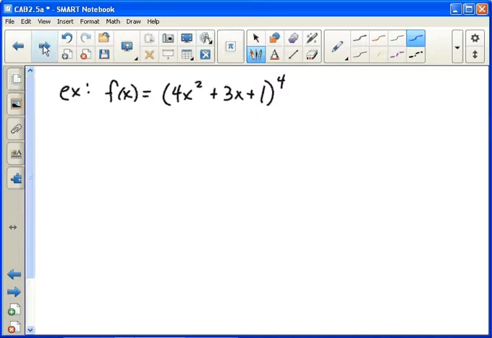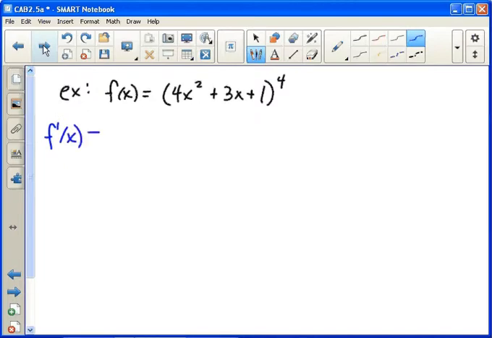What's happened to this function is there was a 4x squared plus 3x plus 1, and it got plugged inside of an x to the 4th function. So my outside function is really x to the 4th. I've just plugged something else in for x. So I treat that power of 4 as my outside function. And I start by taking the derivative of the outside.